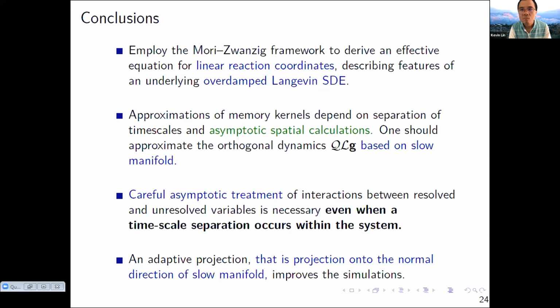And we also point out that delta approximation of memory is not enough. We have to also take a very careful asymptotic spatial calculation into account. And in order to perform the asymptotic analysis, we can choose a slow manifold and apply the analysis along this slow manifold. And the third observation is we need to improve the projection compared to the simple projection because in SDE, the thermal fluctuation will bring extra challenges.